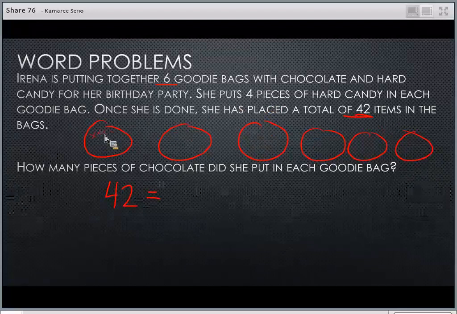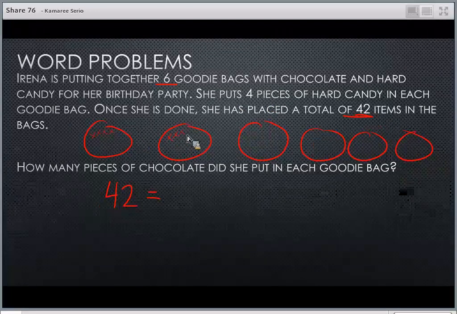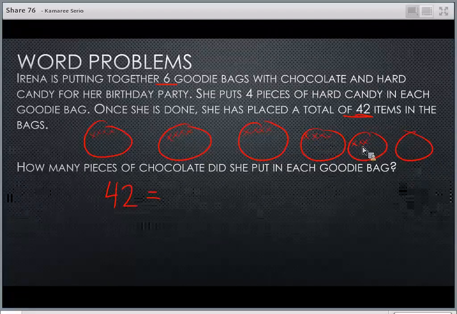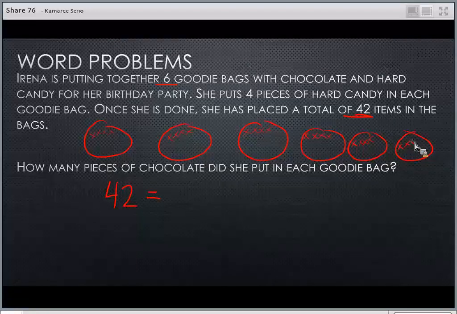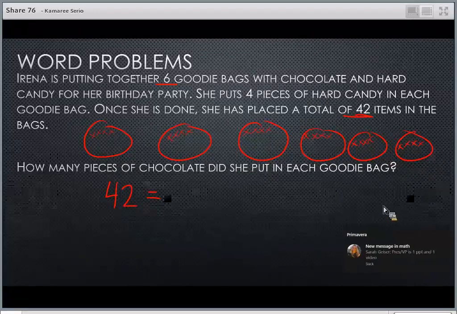So 1, 2, 3, 4. 1, 2, 3, 4. Alright, so there's my 4 pieces.